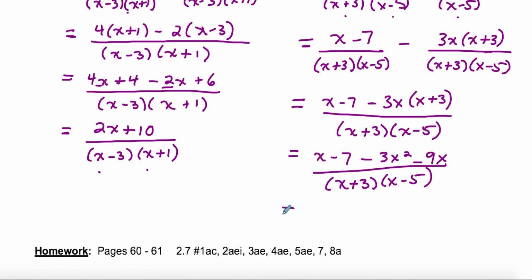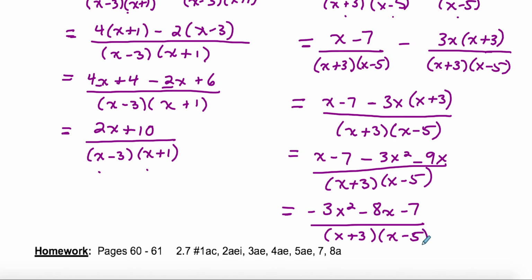And then if I write those terms in descending order of x, I guess I'd have negative 3x squared. I'd probably put that first. 1x minus 9x is negative 8x. And then minus 7, I don't have any other like terms. And this is my simplified subtracted, and it could have been addition. It would have been the same. That is my simplified answer, and that's as much as I can do.